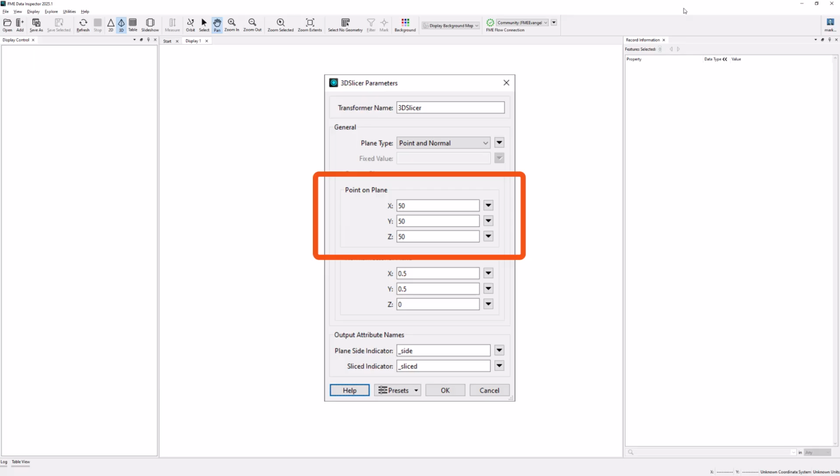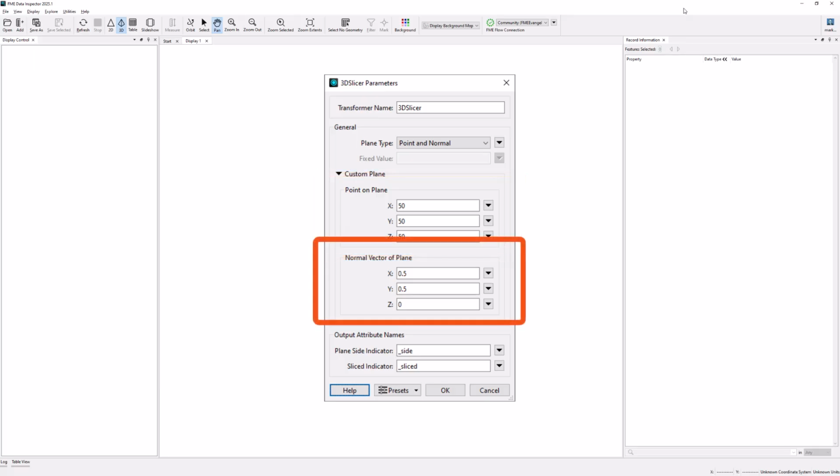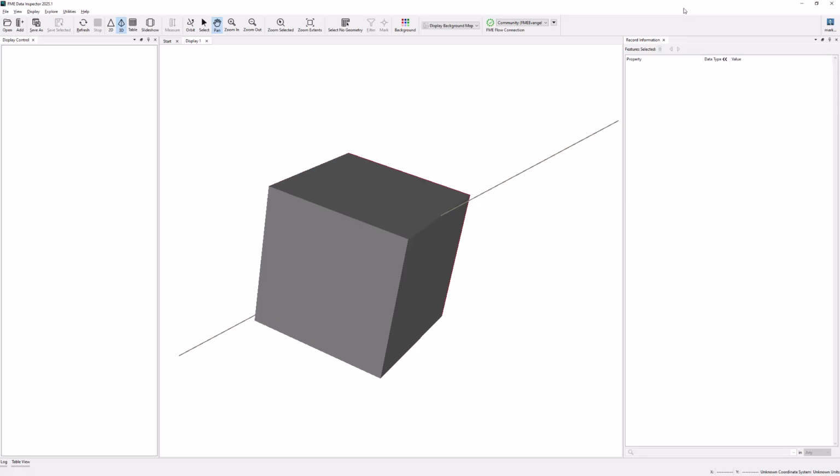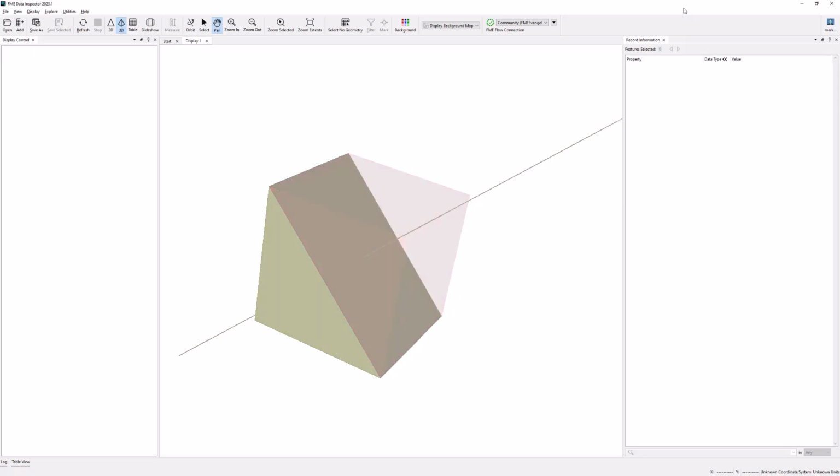In this example, the point on the plane is at the center of the cube. The normal is defined as 0.5, 0.5, and 0. This gives a normal angled at 45 degrees on the y-axis. The result is two separate solid features sliced diagonally.